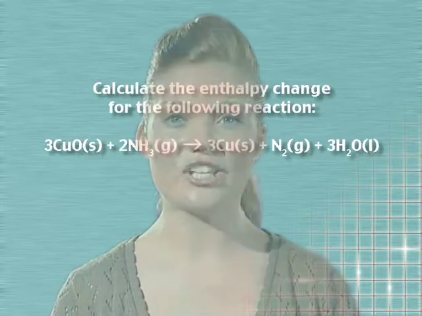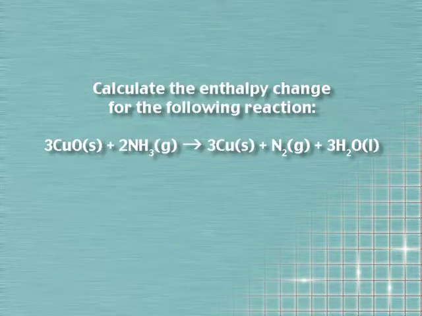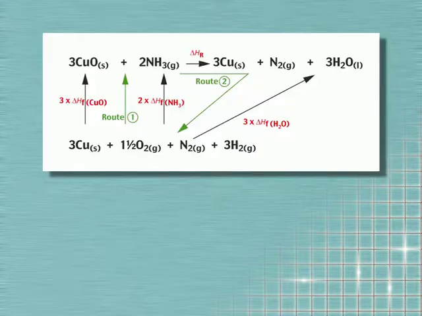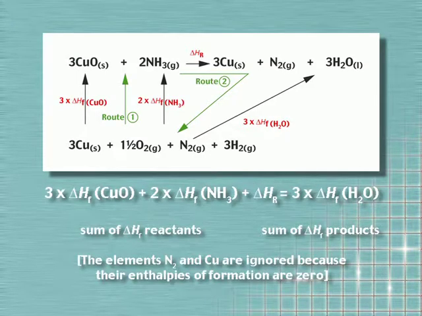Let's look at an application involving the calculation of an unknown enthalpy change using standard enthalpies of formation. We can now construct a Hess cycle. Remember that the total enthalpy change in both routes are equal.